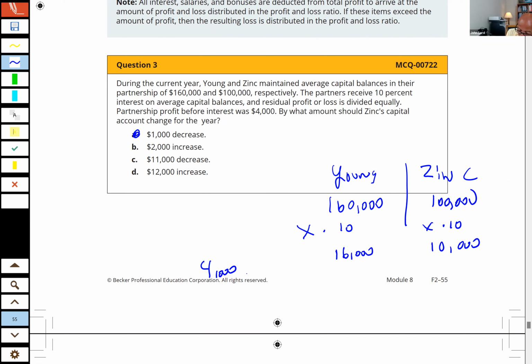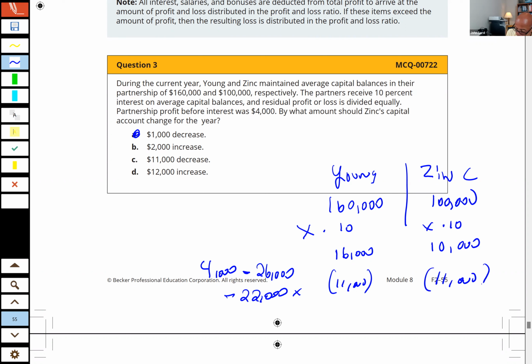10,000. So that means when you consider those distributions, we are using up all the profit and then some, right? So it's 4,000 minus 26,000, which means we got a negative what? 22,000, that then is going to be distributed evenly, 50-50. So that means that what? 11,000 got to come out of Young and 11,000 got to come out of Zinc.